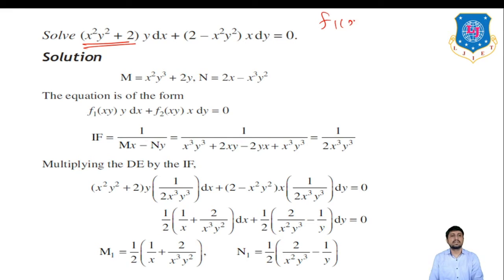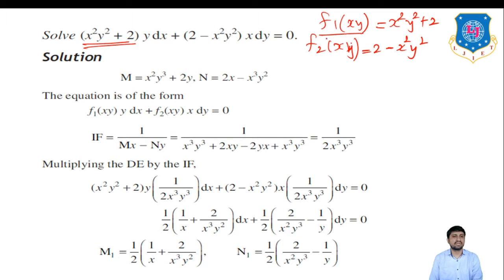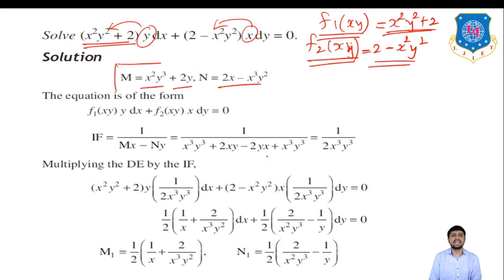f1(xy) is x square y square plus 2, and f2(xy) is 2 minus x square y square. Clear? So m is equal to what? x square y cube plus 2y, because this y we now multiply with both the terms, and x multiplies with the other term, so 2x minus x cube y square.